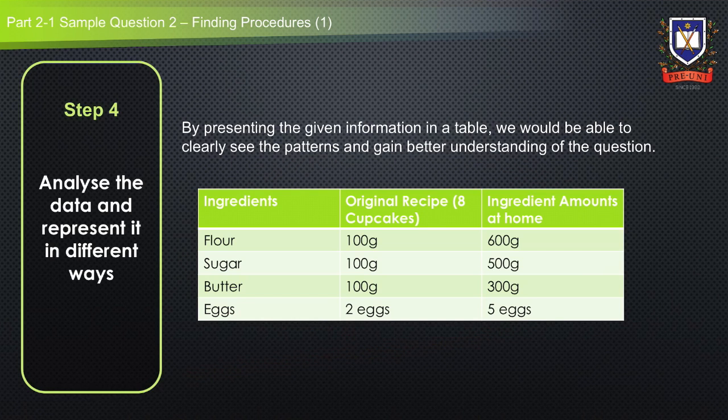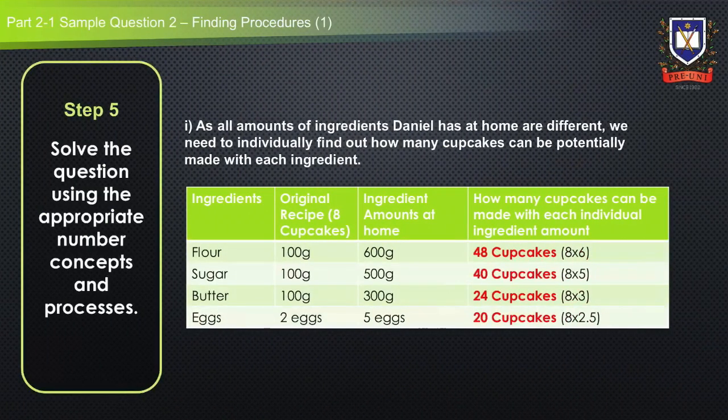So we notice that the original recipe that makes 8 cupcakes requires 100 grams of flour, 100 grams of sugar, 100 grams of butter, and 2 eggs. But what we have is a lot more. And using a table helps us directly compare this. Finally, let's solve the question using the appropriate number concepts and processes. We have found and identified a procedure in order to solve the question. It is now a matter of applying the appropriate number concepts.